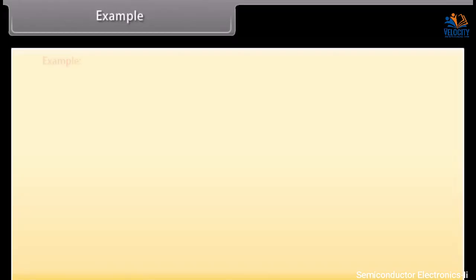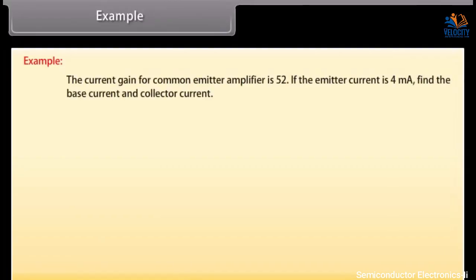Example. Let's take an example of a transistor as an amplifier. The current gain for a common emitter amplifier is 52. If the emitter current is 4 milliampere, find the base current and collector current. Let's see the solution. Given values are beta equal to 52, IE equal to 5 milliampere.